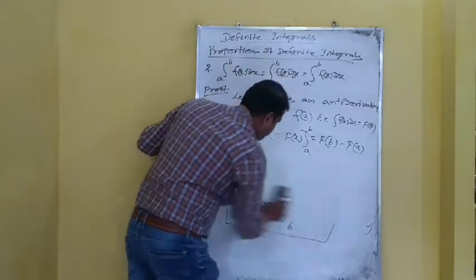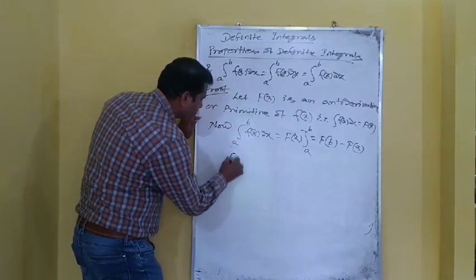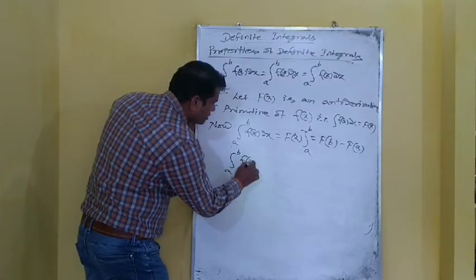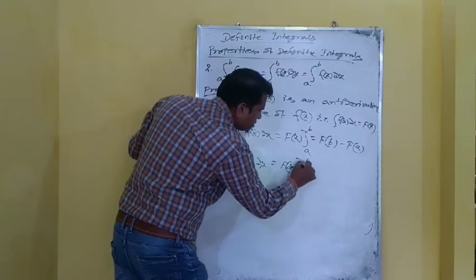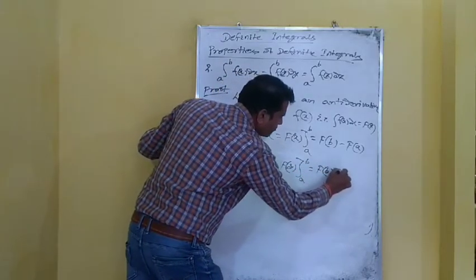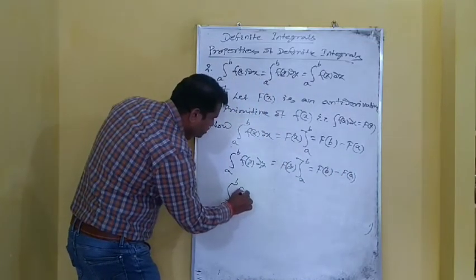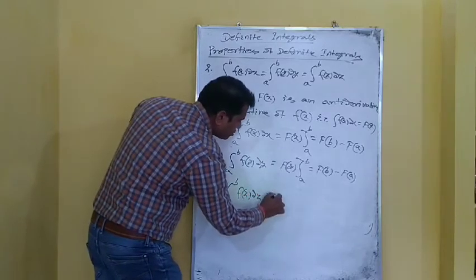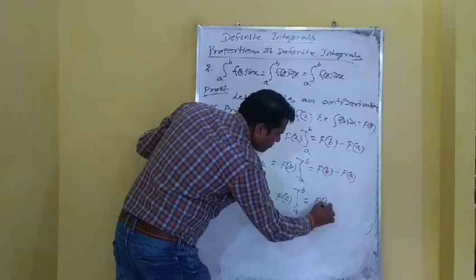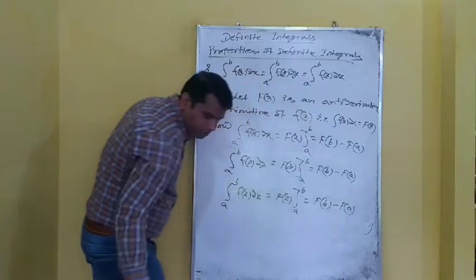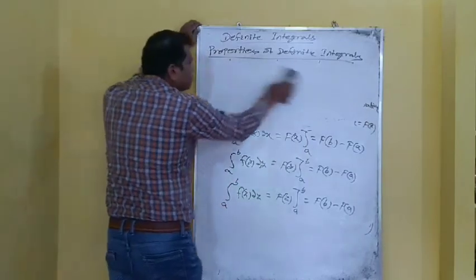Similarly, if we write the integral from a to b of f of y dy, then we get capital F of y from a to b, and the value is F of b minus F of a. Similarly, the integral from a to b of f of z dz equals capital F of z from a to b, which is F of b minus F of a. Now take an example.